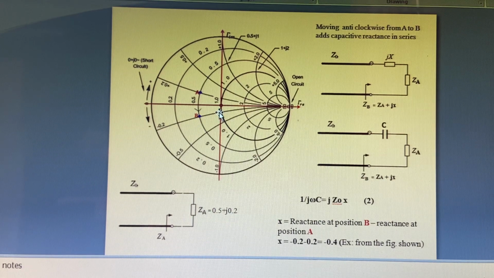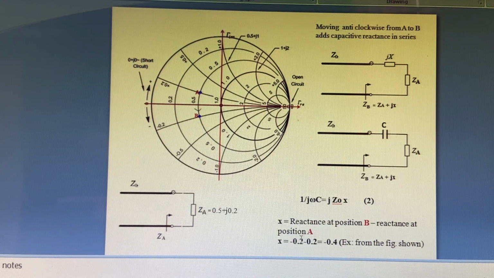Here you have to take the value of the reactance circle passing through point B. So this is a circle passing through point B, and its value is equal to minus 0.2. So you put a minus 0.2 here.